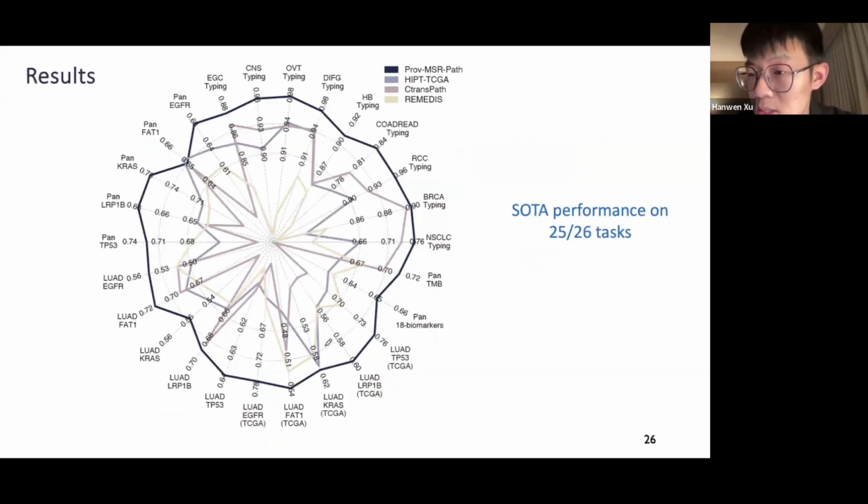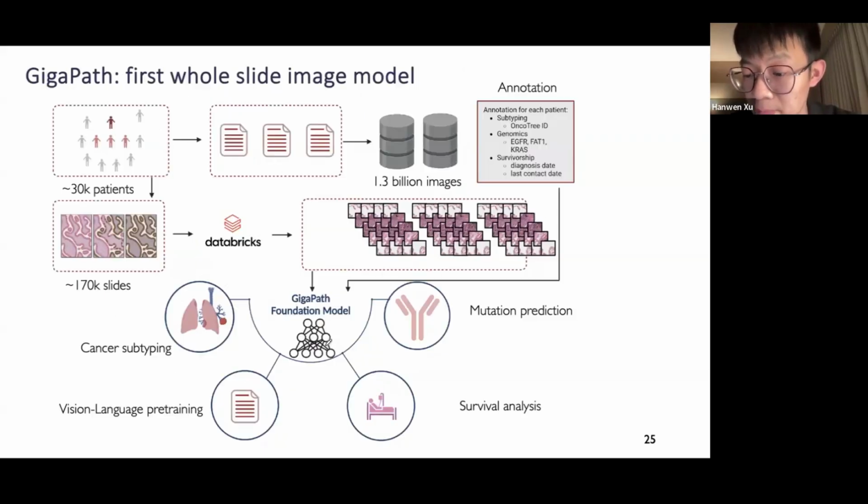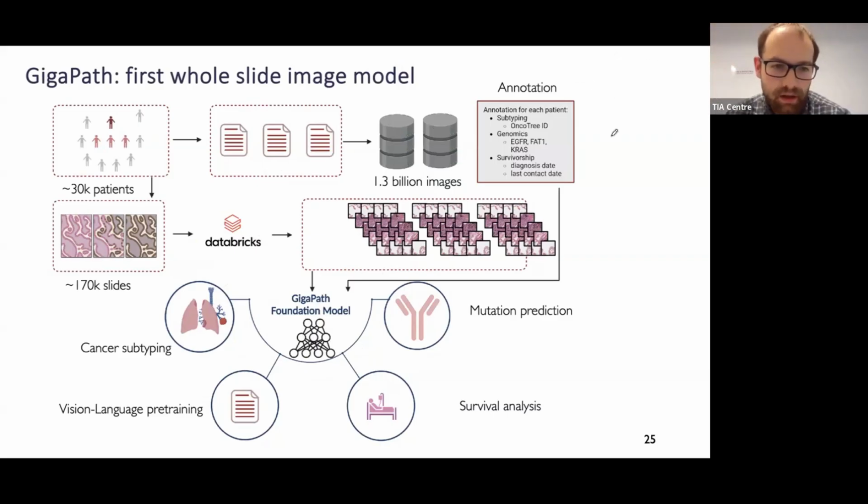So in this slide, basically summarizing the performance of our model compared to... Sorry, other. Hanwen, do you mind if I just ask a quick question on the last slide? I don't know if you know any more details about Databricks, but this is a pre-processing pipeline, is it? And does it also do some form of quality control?